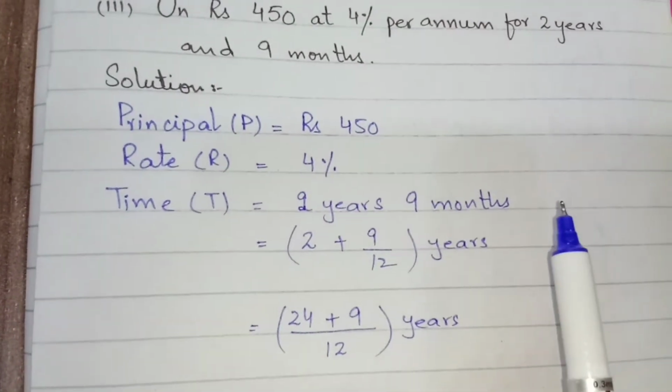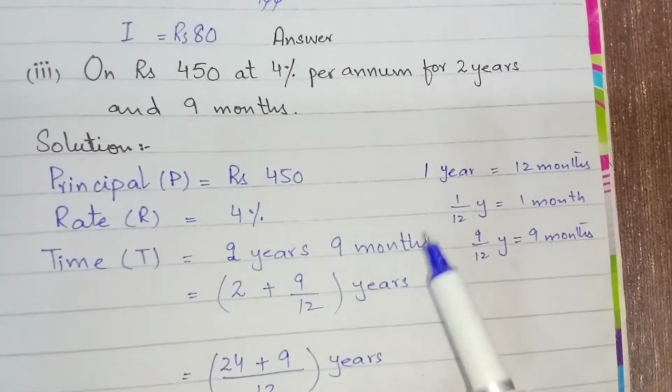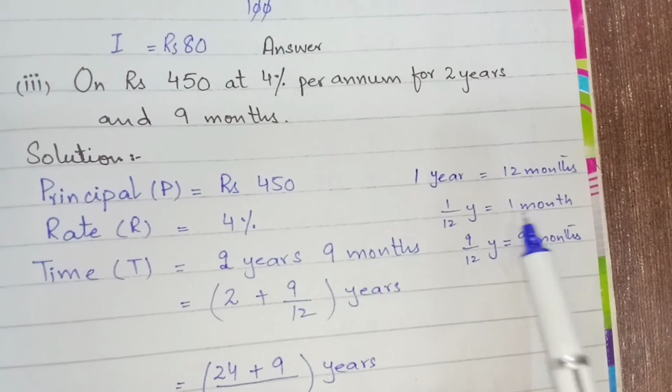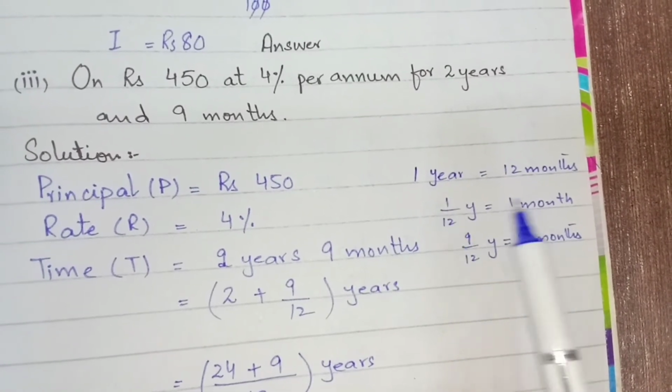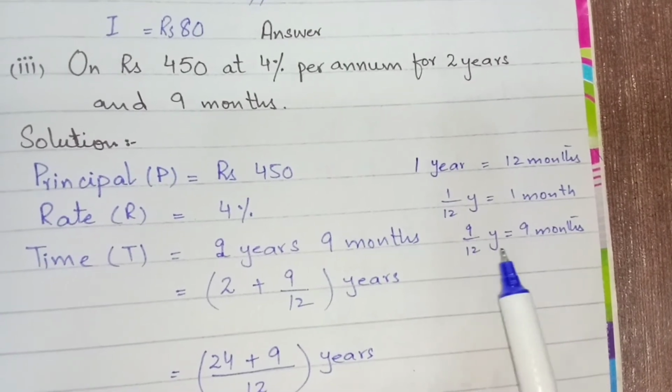So if we have to find 1 month, then 1 year is equal to 12 months, and 1 month is equal to 1 over 12 years. Multiplying 9 on both sides, we get 9 over 12 years is equal to 9 months. Meaning 9 months will be 9 over 12 years.